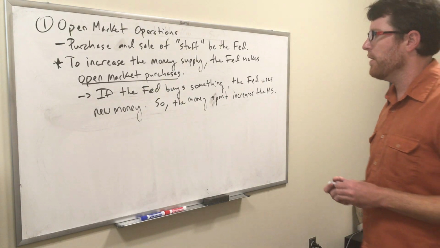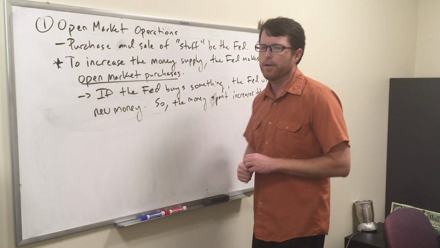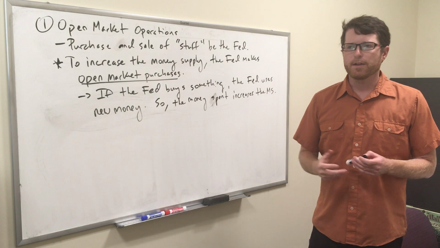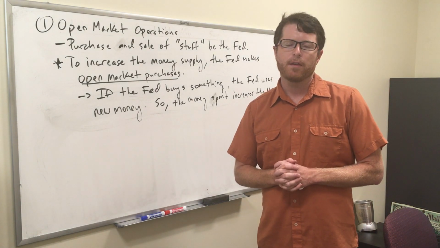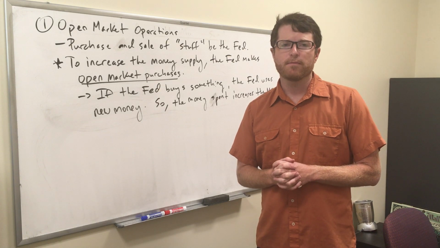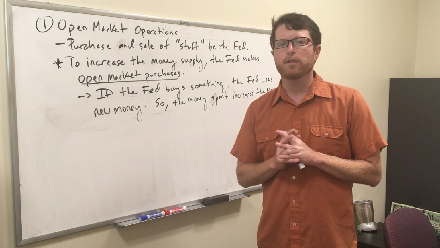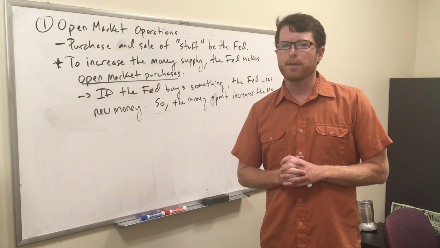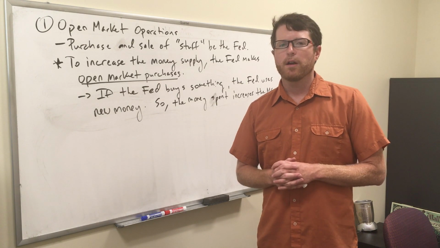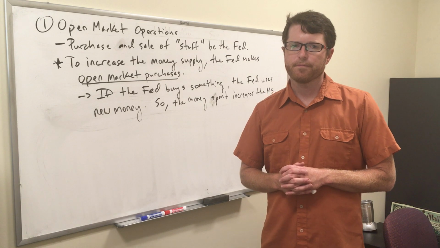So if the Fed goes out and buys something worth $80 million, the Fed is going to have to create $80 million in new money to spend. Now, how much money is that going to create? Well, I'm just urging you to not forget about the money multiplier. If the Fed spends $80 million, that could create a lot more due to the money multiplier.